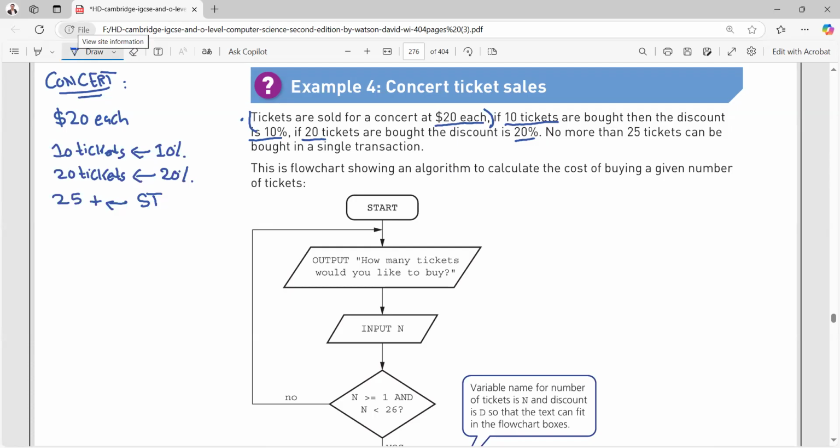No. Can you explain what's the 25? More than 25 tickets cannot be bought. It's like if you went to the market, it's up to you how many tickets you are purchasing in one go. You basically cannot purchase more than 25 tickets in one transaction.